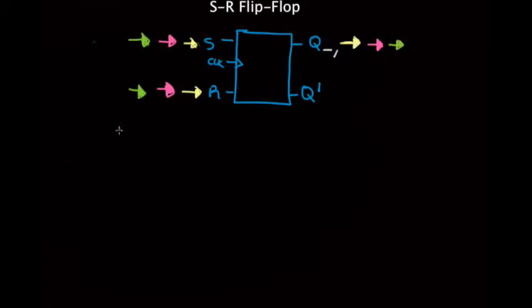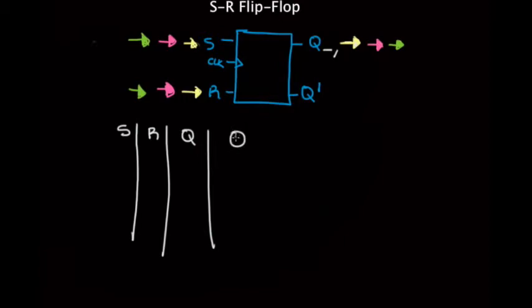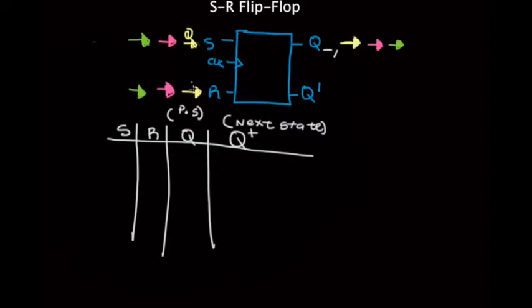So let's make a table for this. We have our S, we have our R, we have our Q, and we have our Q plus. I want you to know that Q plus represents the next state and Q represents the present state. I'll just put PS. So now you see the first line of command are these yellow arrows we put in, and it is represented here on the table.